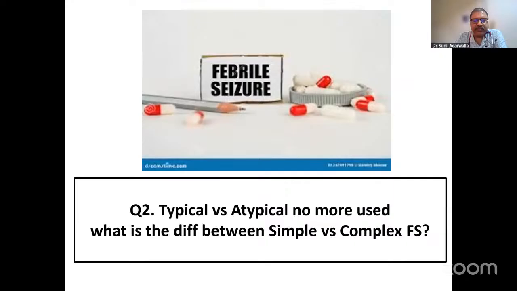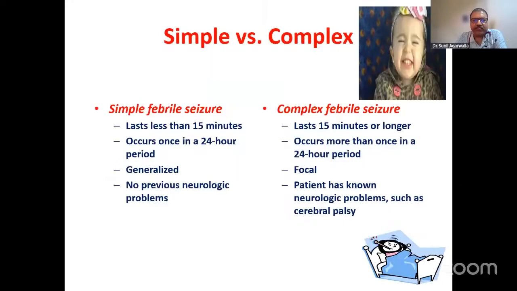So if I put the second question, what are typical versus atypical? These are no more used. Typical or atypical seizures are obsolete, and that's the reason we talk of simple versus complex seizure. So what is the difference between simple and complex febrile seizure? Any seizure lasting less than 15 minutes is simple. Any seizure lasting more than 15 minutes is complex. If it is more than 30 minutes, it is known as febrile status.